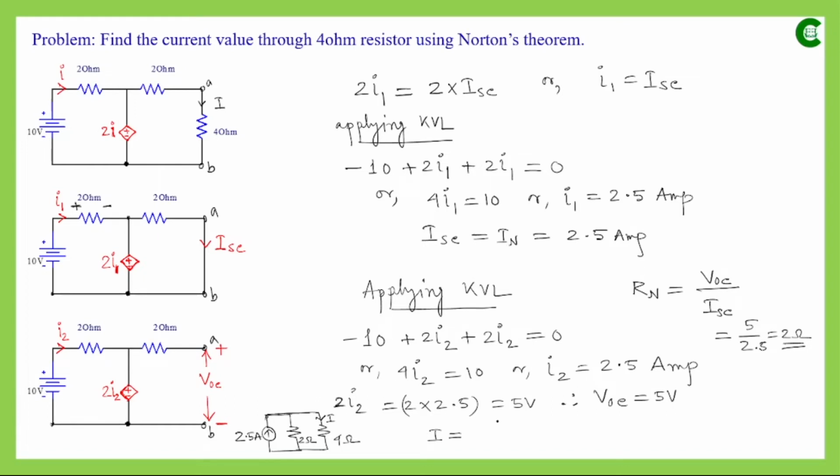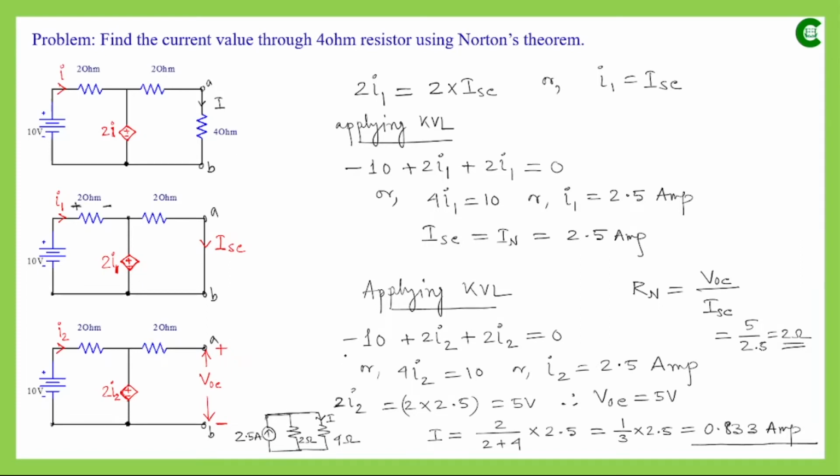So this I will be the opposite resistance 2 divided by the summation of these two values, 2 plus 4, multiplied by the IN, which is 2.5. So it will be 1/3 of this 2.5 ampere, and that will be 0.833 ampere. So this is the current that flows through the load resistor, or the concerned 4 ohm resistor.